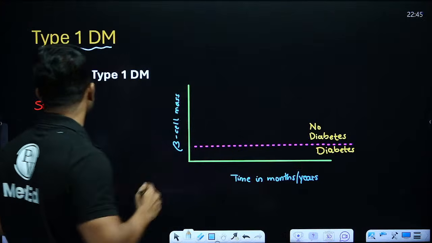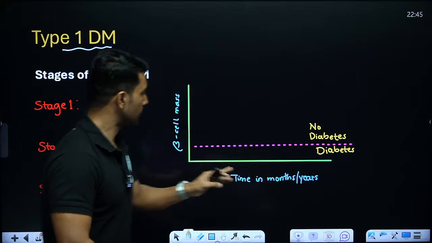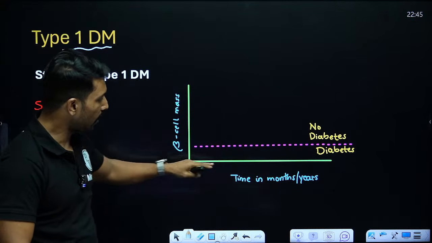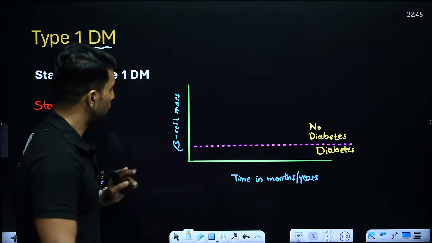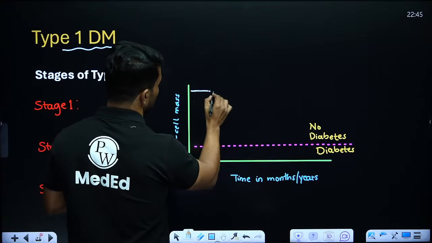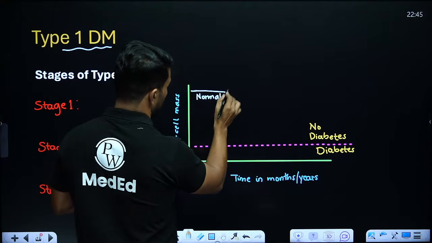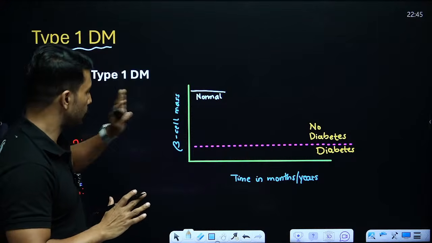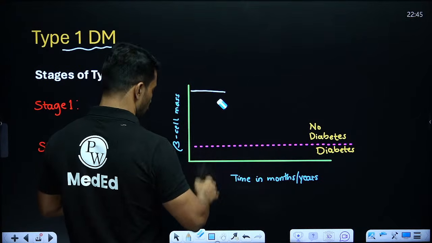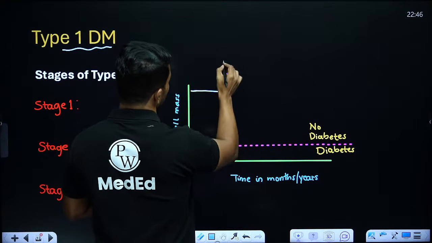So it progresses through stages. Let us understand it through a graph. In this graph, we will plot the beta cell mass on the y-axis, and on the x-axis we will plot the time. In the beginning, I will have a very high amount of beta cell mass, which basically means I am right now normal. Beta cell mass is good, no antibodies, nothing, but I have genetic preponderance. If I have genetic preponderance and some autoimmune trigger, let us say at this point of time, I got one immune trigger.